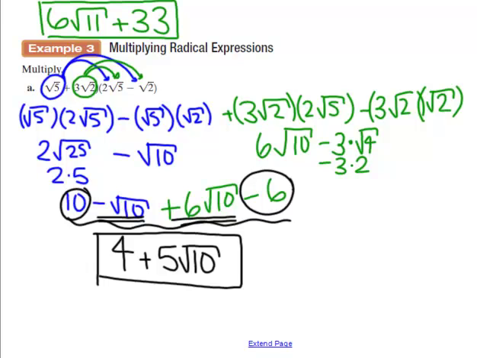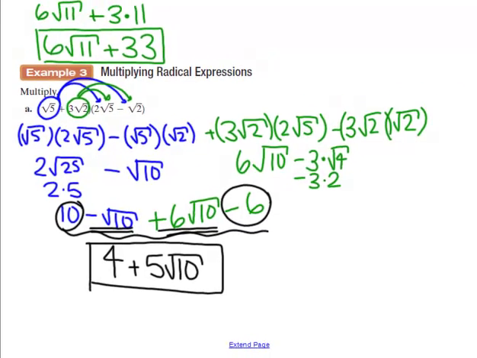So remember, all we're doing is FOILing. First, outer, inner, last, or you can think about it as double distribution. And if you can do this in less steps, more power to you.